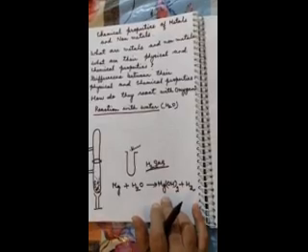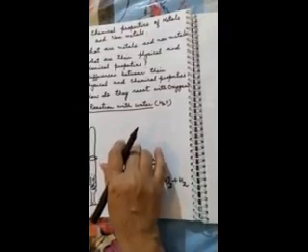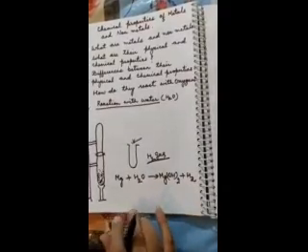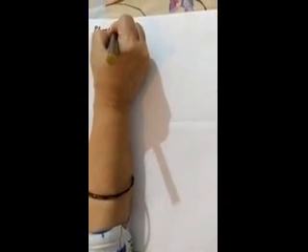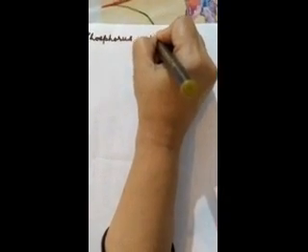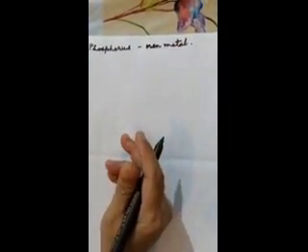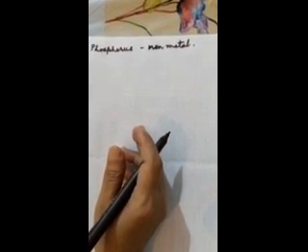Now we will see how nonmetals react with water. Nonmetals do not react with water. That's why some reactive nonmetals are stored in water to prevent their reaction with air. For example, phosphorus. It is a nonmetal, but it is very reactive because it catches fire on reaction with air. That's why it is stored in water.